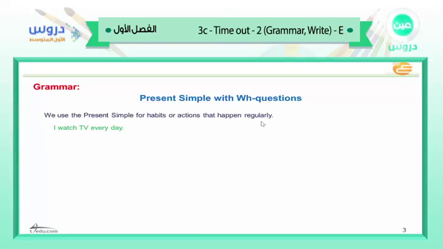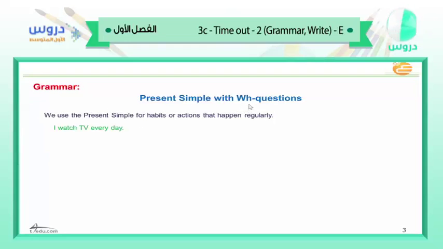For example, I say, I watch TV every day. Can you see it? Every day, regularly, I watch TV. So now we understand what we mean by present simple. This is the present simple tense.